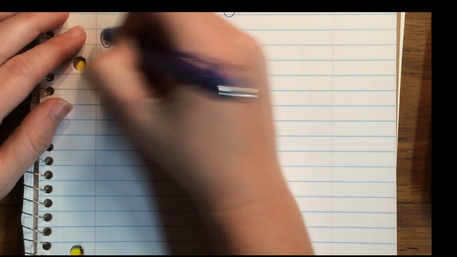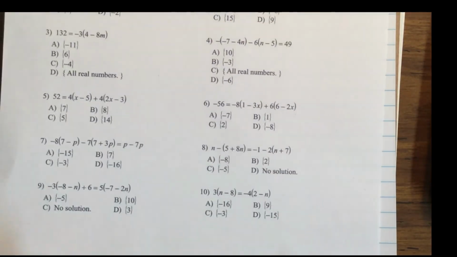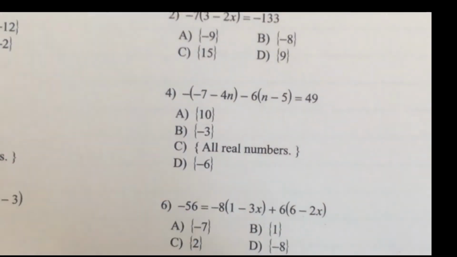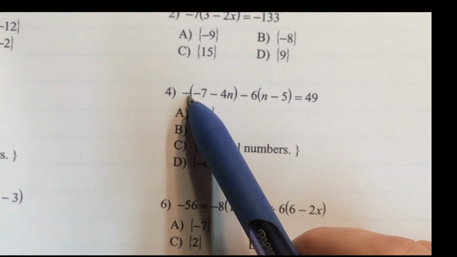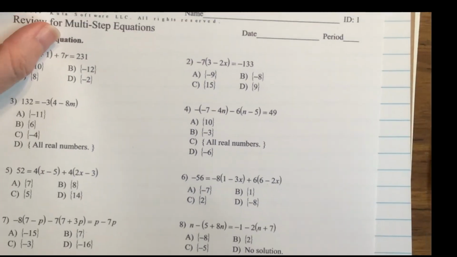All right, number 4. Number 4 is a little different. If you look at it, look here for a second. Do you see that negative out front? It's really a negative 1. So when we write it, I'm going to write a negative 1.